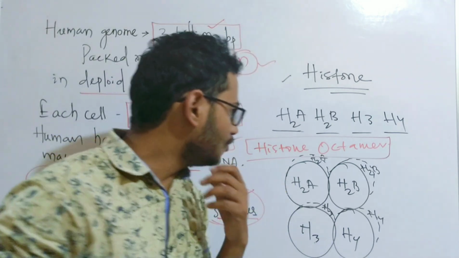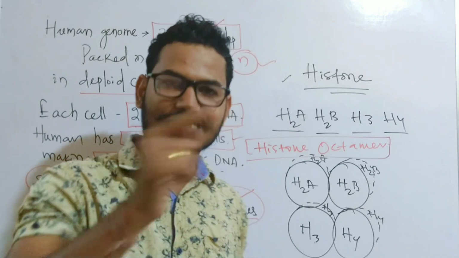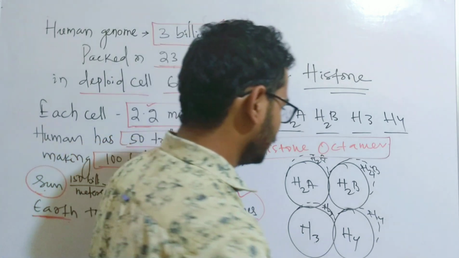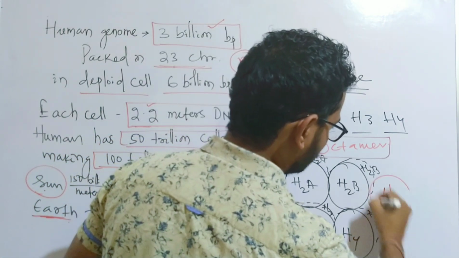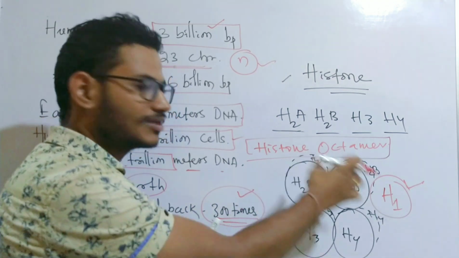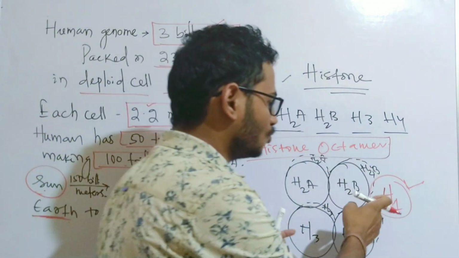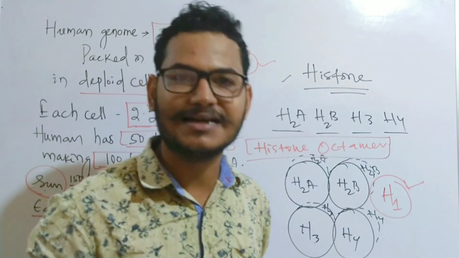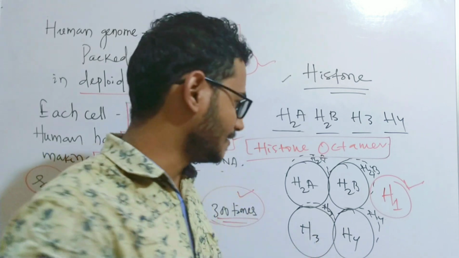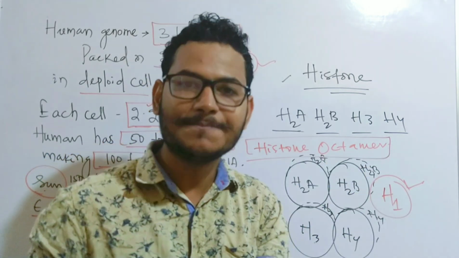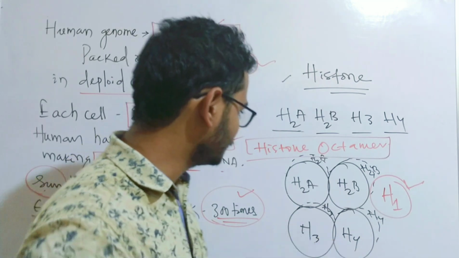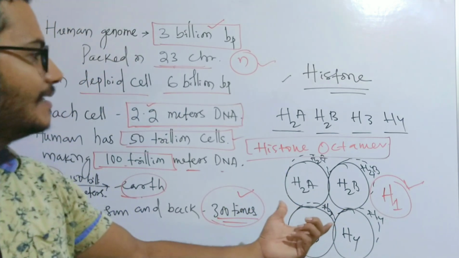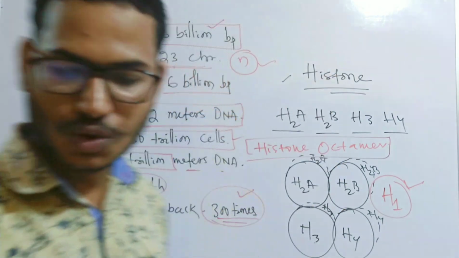Okay, clear? Now another protein is also there which is associated with this octamer protein. That one is H1. So H1 is attached to this octamer structure. Clear? But it will not take part in the process of heredity, the process by which characters from parents are transferred to the offspring. In hereditary transmission, this H1 will not play any role. Clear? So how is DNA arranged with the help of the histone protein? Let's see.